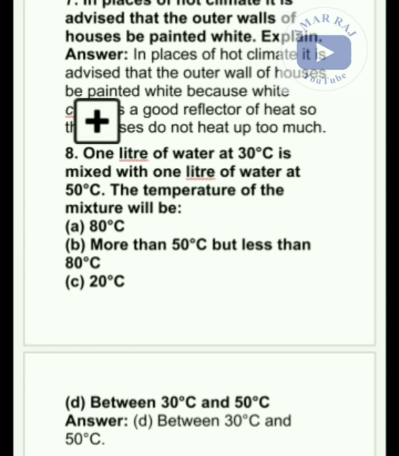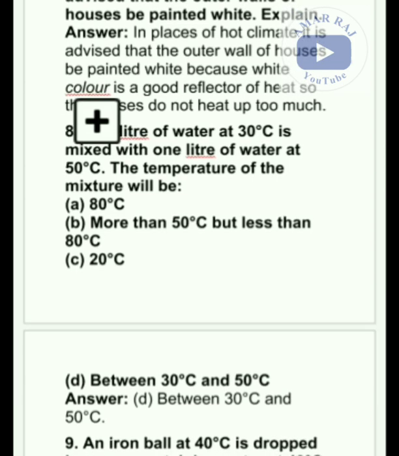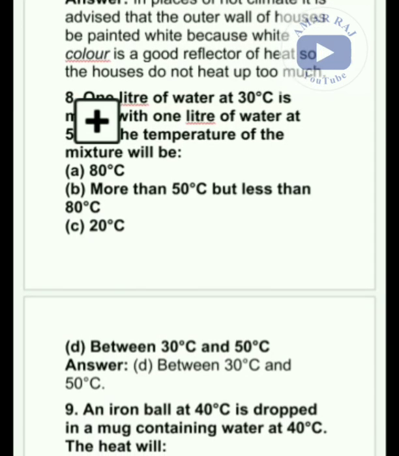In places of hot climate, it is advised that the outer walls of houses be painted white, because white color is a good reflector of heat, so the houses do not heat up too much. Obviously, white color is a bad absorber and good reflector of heat. This is the reason. Now question number 8.